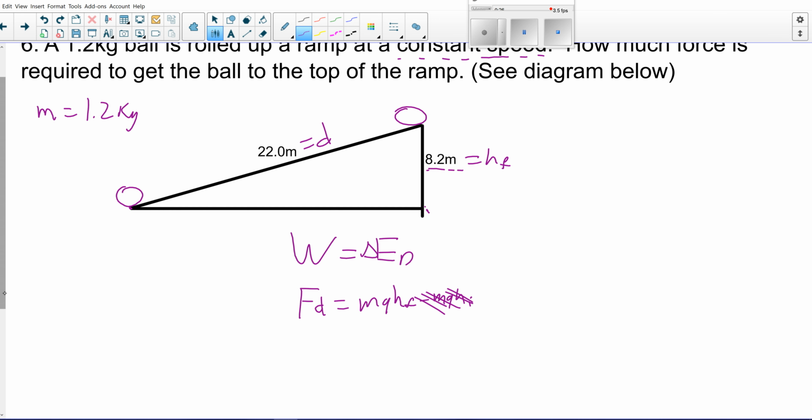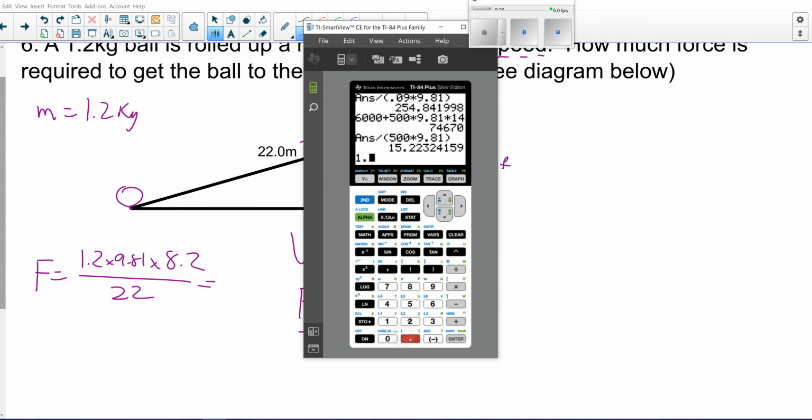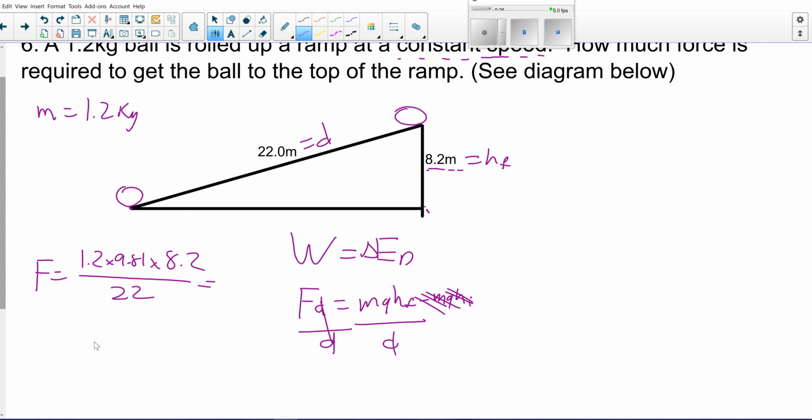All we're going to have to do here is solve for force. So we're going to divide both sides by d, like so, and then plug in our numbers. Force is going to equal 1.2 times 9.81 times 8.2 divided by 22, and that'll get us our force. So 4.4 newtons worth of force was what was used.